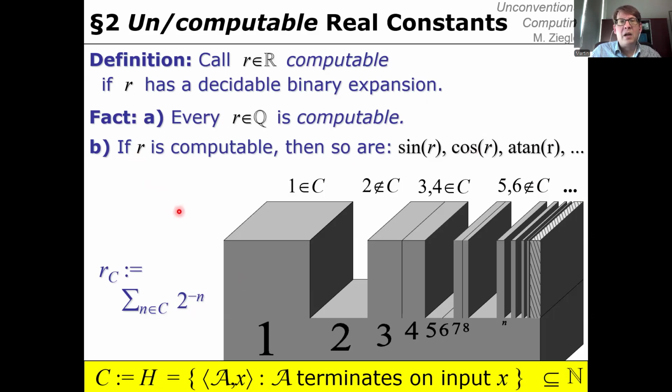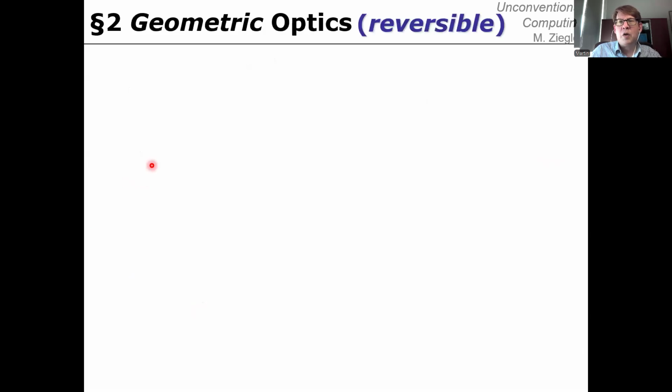If we have an uncomputable angle, it corresponds to an uncomputable normal vector, and vice versa. If we have a computable angle, then it corresponds to a computable normal vector. And that's all preliminary consideration. And now we're ready to talk about geometric optics. And we'll see that this is reversible.